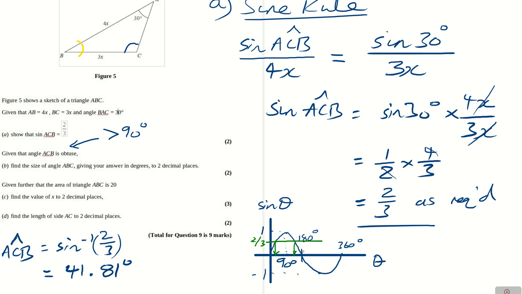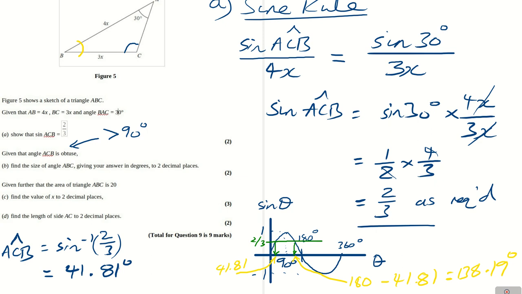Now the graph is symmetrical, so it means if one of the angles there is, I'll try and draw it in. If that there is 41.81, then it means the other one, because of the symmetry, is going to be 180 degrees minus 41.81. And that comes to 138.19 degrees.